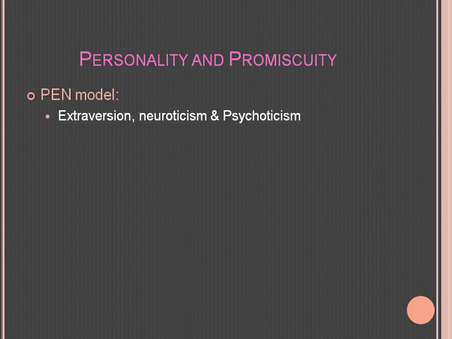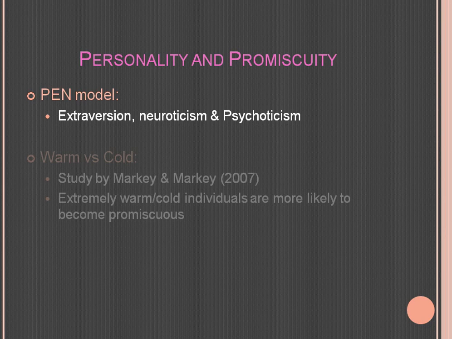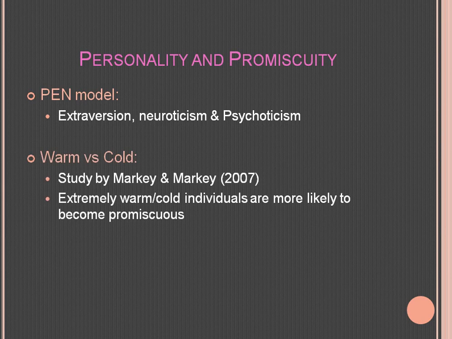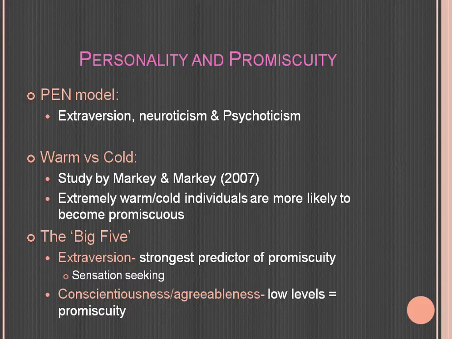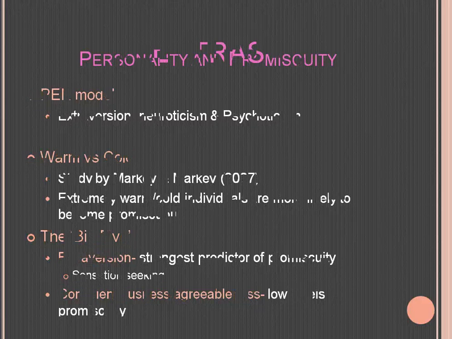And the final section of the chapter focuses on personality, which seems to be a very important and well-researched form of motivation for promiscuity. And so in this section I touch on Eysenck's PEN model of sexual behavior, and then look at a study conducted on personal temperament and promiscuity, which suggests that people with particularly warm or cold personality types are more likely to become promiscuous. And there is also a focus on the 5-factor model in relation to promiscuity, and the research on this model has found that high levels of extroversion and also low levels of conscientiousness and agreeableness tend to be associated with promiscuous behavior.